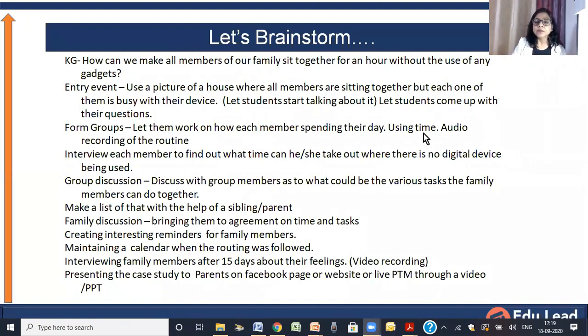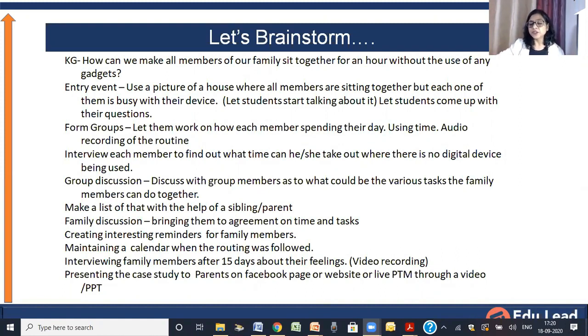And for this, they can always go in for some kind of audio recording to note down the sequence of the work which each family member is doing. Again, this is just raw thoughts which I am giving you, and I'm sure there's much more which can be done in this. And then interview each member to find out what time he or she can take out where there is no digital device being used. So that's another thing. Let's interview and find out when it is possible. Then they have to discuss how there are children who are there in the groups.